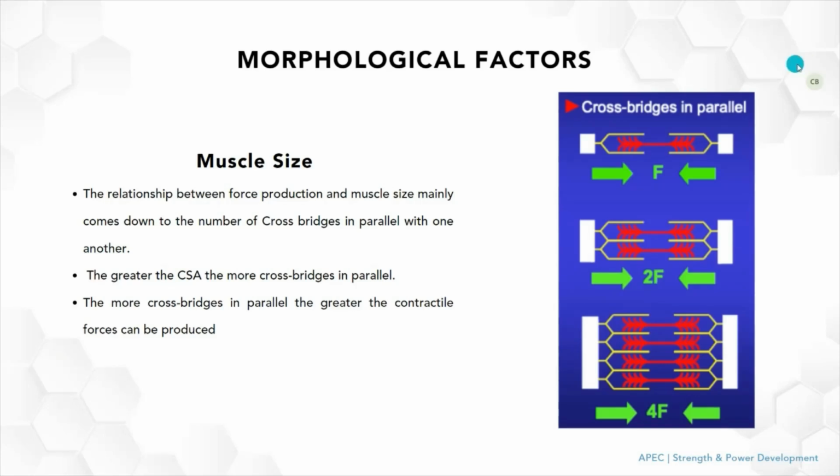So if you have one cross bridge, looking at this image here on the right, we can produce 1 unit of force. Whereas if you have 2 of these side by side or in parallel, you can produce double the force, or 2 units of force, and so forth. The more of these we have in parallel with one another, the more force we can produce.